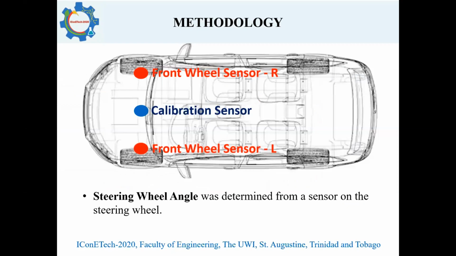In this slide, we can take a look at the mounting strategy used, where one sensor was placed on the right wheel, one was placed on the left wheel, and one was placed and mounted onto the chassis of the system, which gives an indication of a fixed framework for calibration.